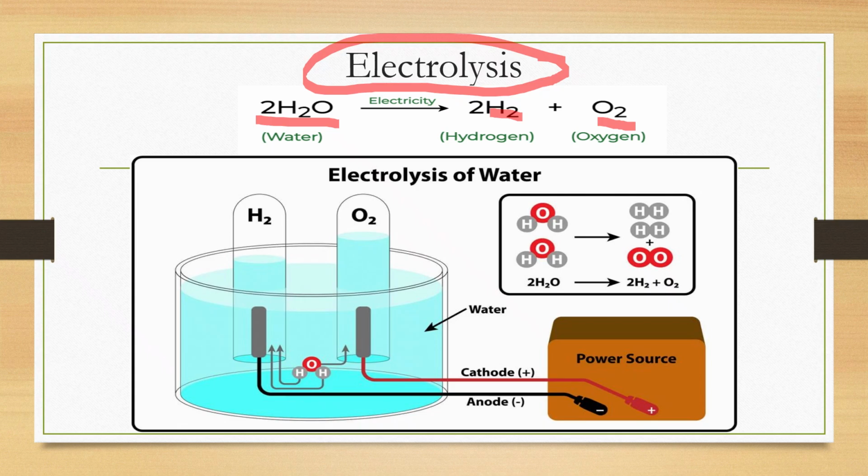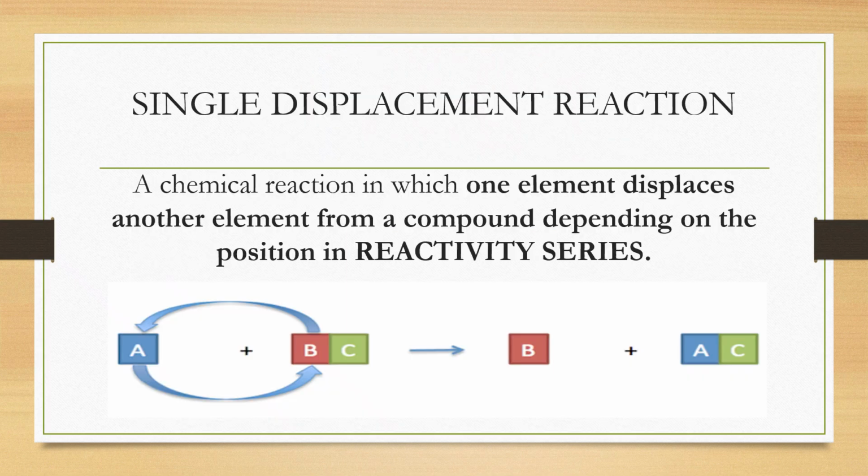And in this particular diagram you see that on the negative terminal we are having hydrogen, and on the positive terminal we will be getting oxygen gas. Okay, so this is it for the decomposition reaction. Now we will be moving towards the next type of chemical reaction.